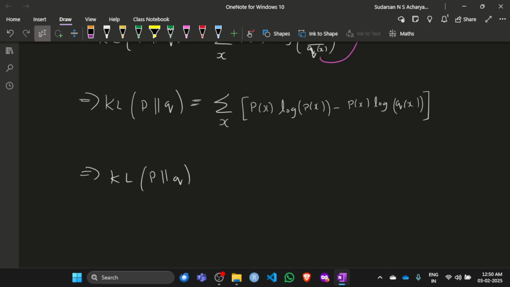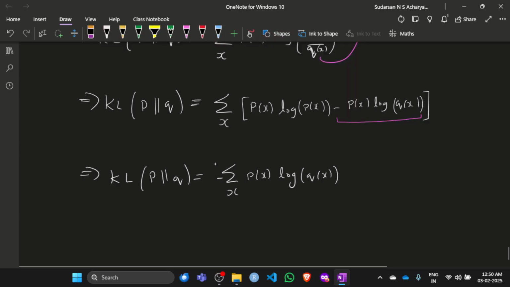How different are these two distributions? I'm going to write it slightly differently, right? So I'm going to write this term first. It's going to be the summation over x. So I'm going to separate it out. You have minus P of x log Q of x. So think of it as the first term. I'll put it in a box.